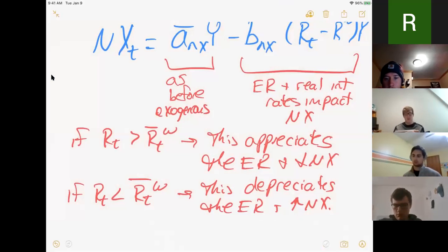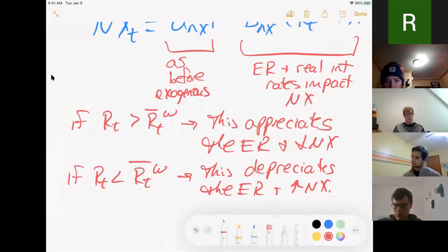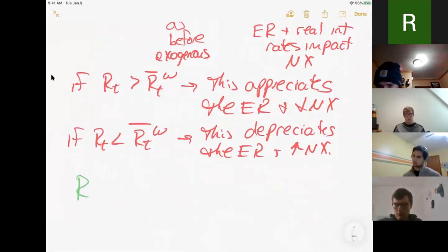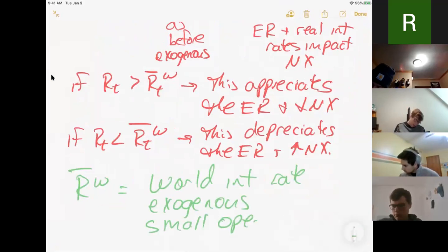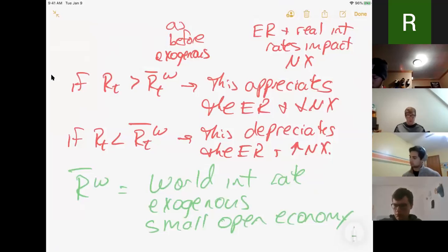Let's be clear here. There's a couple of very important exogenous variables here that we need to be clear about. RW is the world interest rate, and this is exogenous. Why? Because remember what we said at the beginning. We're talking about a small open economy here. In other words, we're talking about Canada. Canada has no influence on what that world interest rate is. And so they treat that as exogenous. So that's an important exogenous variable here in this model.